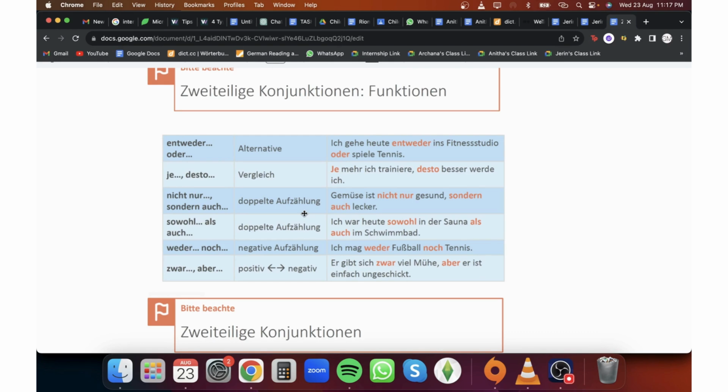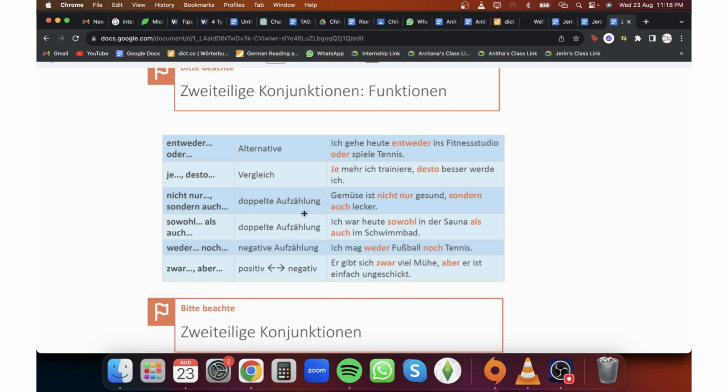Like Gemüse ist nicht nur gesund, sondern auch lecker. So vegetables are not only healthy but also tasty. What did we list? Two characteristics. Gesund, lecker. Sowohl als auch, same thing. Ich war sowohl in der Sauna als auch im Schwimmbad. I was in the sauna as well as the swimming pool. Two places, sauna, swimming pool.